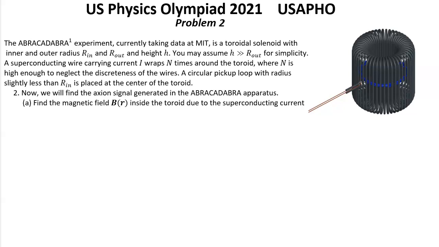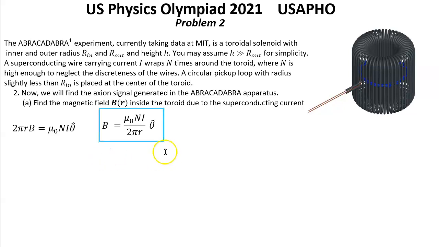Solution. Due to Ampere's law and radial symmetry, the magnetic field outside of this solenoid is 0, and inside we integrate over a circle of radius r. So we have 2 pi r B equals mu 0 n I, in the direction theta. And from here we can find that the magnetic field equals this expression. This is a typical magnetic field inside a solenoid.